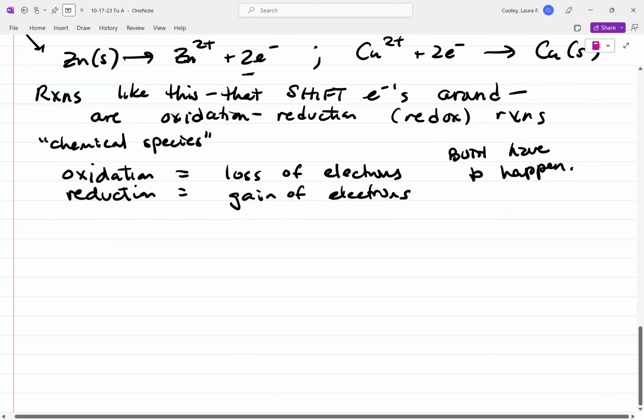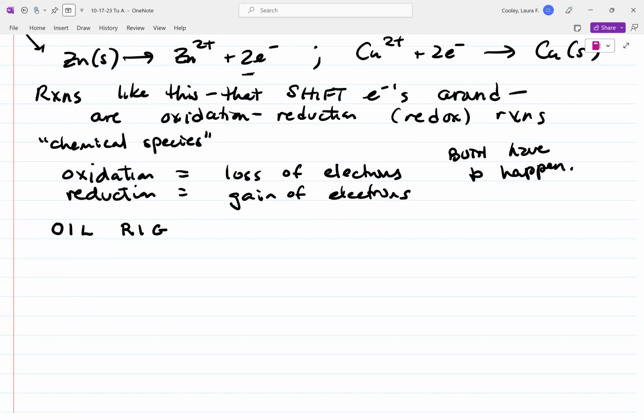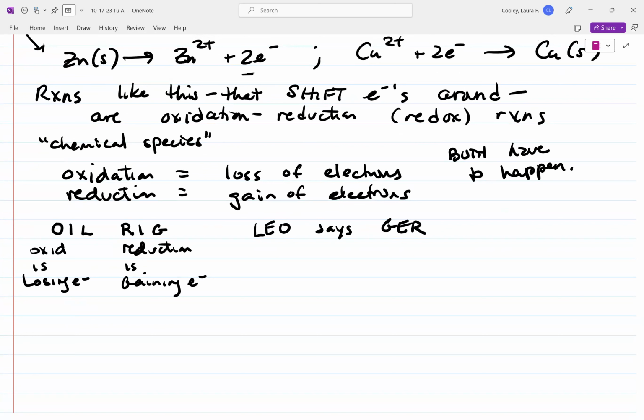There's a way of memorizing this that people like. Oxidation is losing. Reduction is gaining electrons, okay? Another one that we used to use a lot was Leo says grr. Do you know, Leo is the lion, right? Leo the lion, whatever. Lose electrons oxidation, gain electrons reduction.